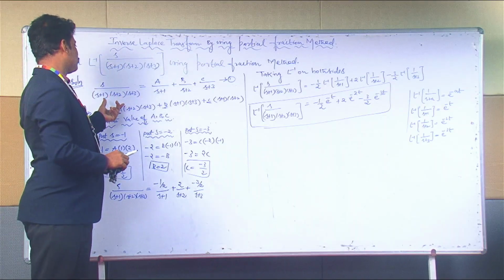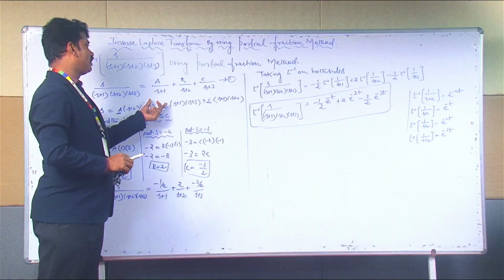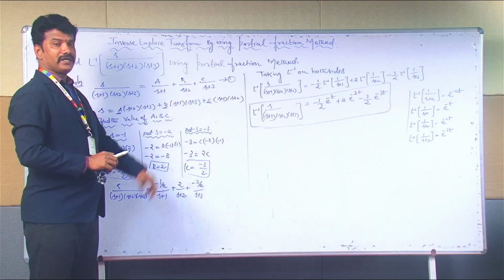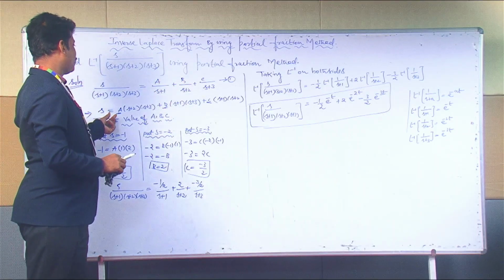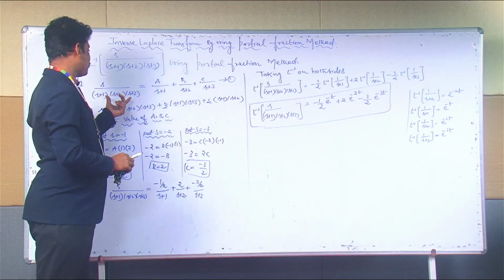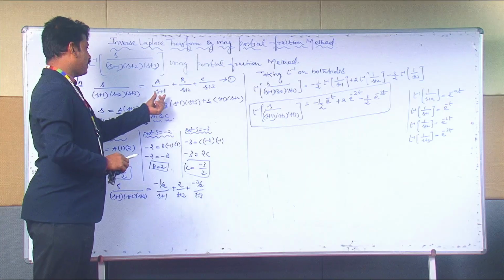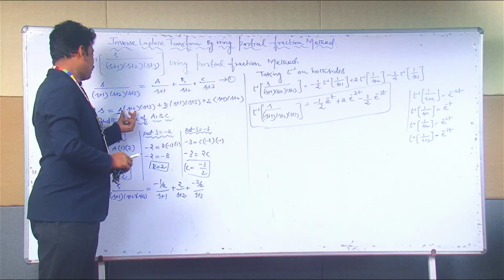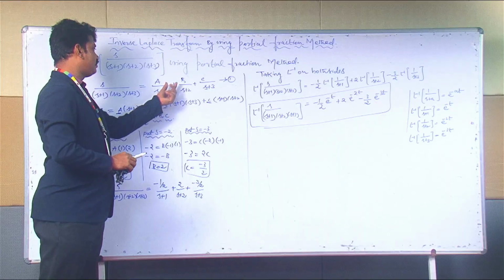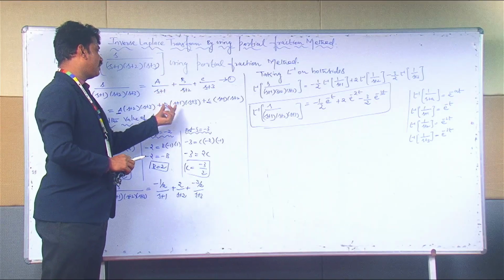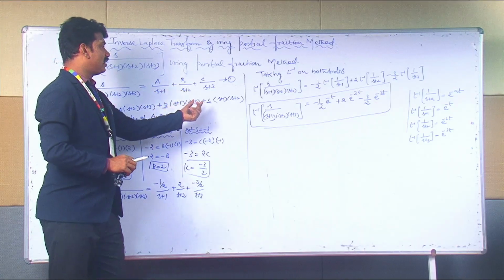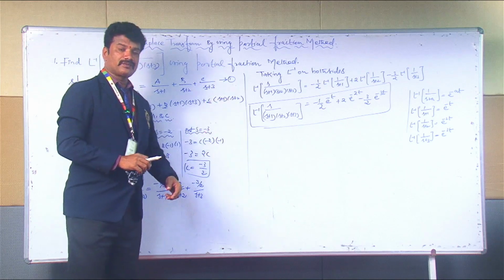You have to split it as simple terms: A divided by, B divided by, C divided by. So s is equal to, how are we going to write this? You have to multiply numerator and denominator. So s equals A into (s plus 2)(s plus 3), plus B into the remaining (s plus 1)(s plus 3), and C into (s plus 1)(s plus 2).